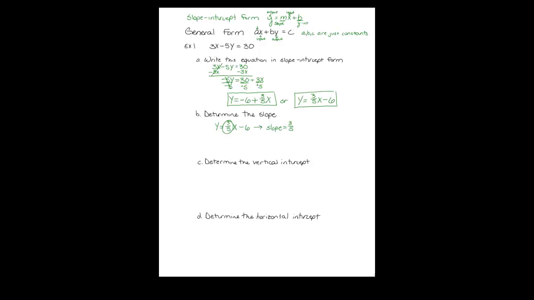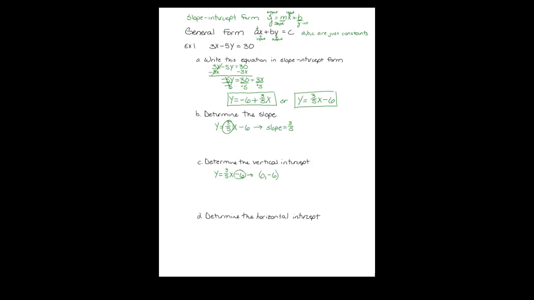Part C, determine the vertical intercept. Again, if it's already in slope-intercept form, this is very, very easy. So we have y equals 3/5 x minus 6. Just by looking at this, there's the vertical intercept. The vertical intercept has to be an ordered pair. So 0, negative 6.